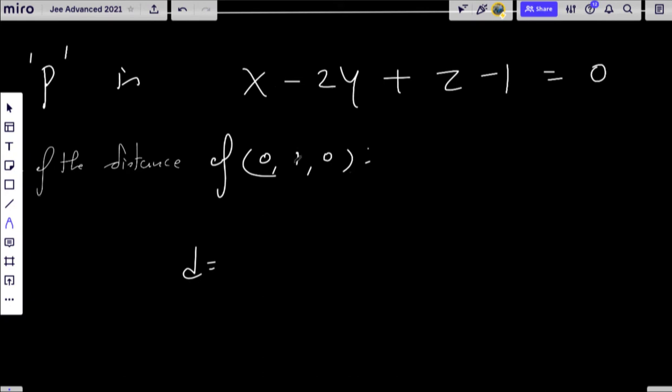So this is 0 plus ax1 plus by1, only the 2 will be left over here. So 2 and 1, that is 3. And z is also 0, you know. The constant part is minus 1, so minus 2 and minus 1, mod, we put here 3 upon root of 1 square plus 2 square plus 1 square. So 1, 1, 2 and 4, 1, 6. So root 6, and that is the whole square.